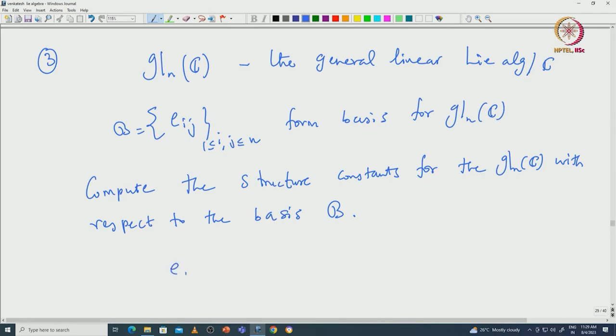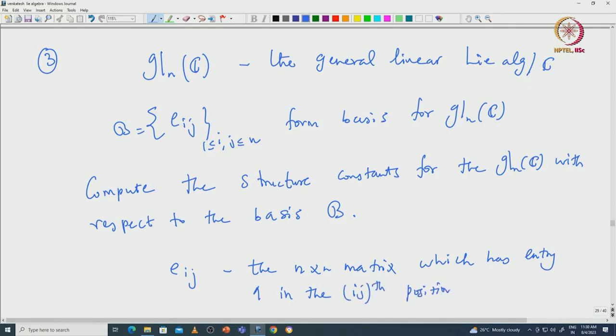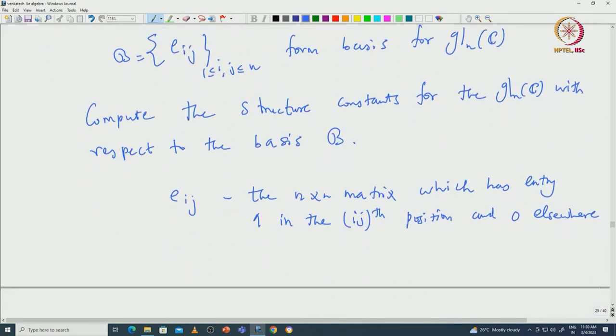this E_ij is nothing but the n by n matrix which has entry 1 in the ijth position and all other entries are 0. That is the matrix E_ij, called an elementary matrix.